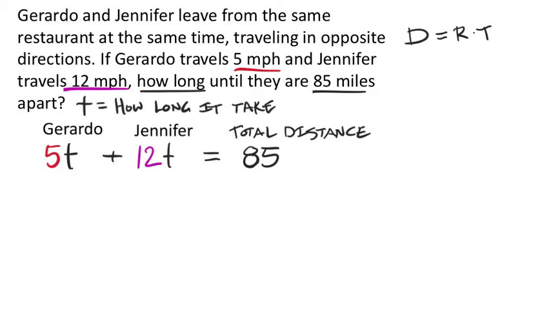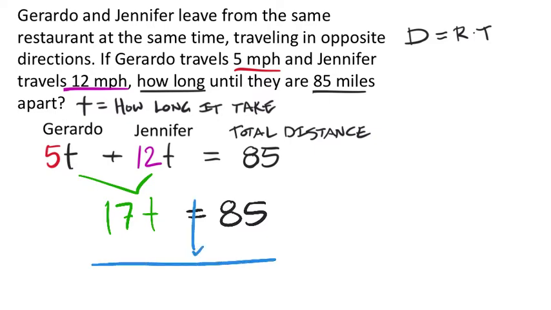So this one is so great because it's so close to being finished. All I gotta do is combine my terms, the t terms. 5 t's plus 12 t's is 17 t's, and this still equals 85. But then, even then, it's just one final step to solve. All I gotta do is take both of these and divide them by the coefficient, which is 17. So I got 17 divided by 17, which is 1, t, then t is how long it will take. Well, 85 divided by 17 is 5.